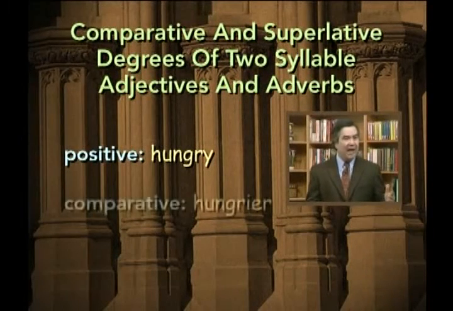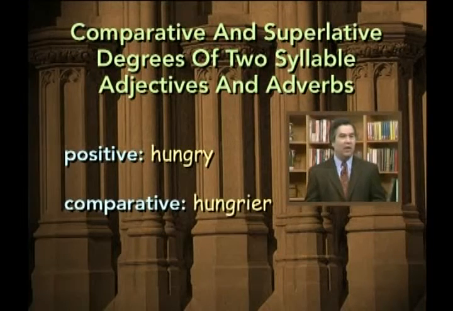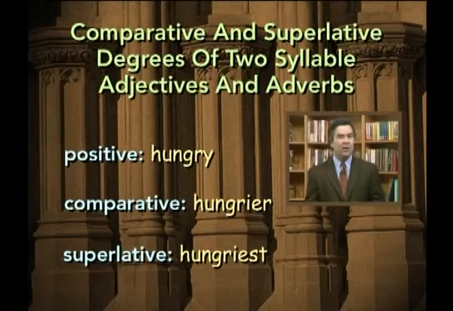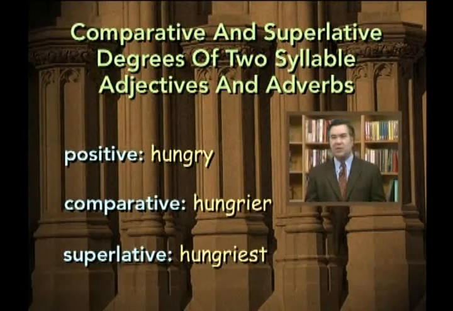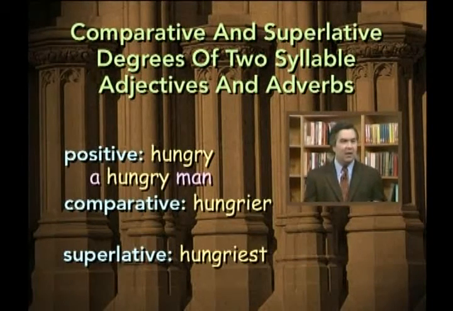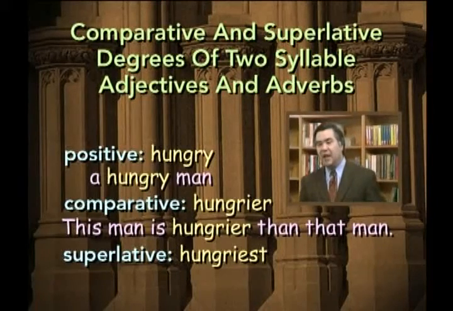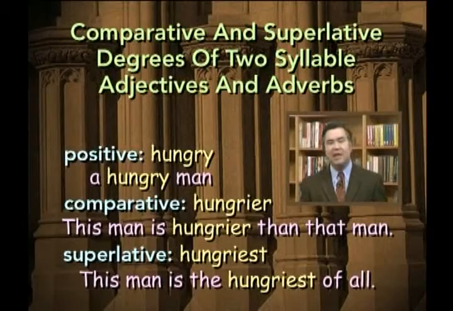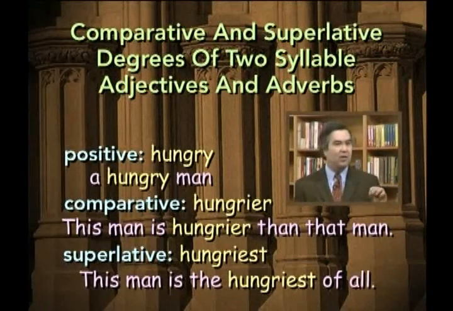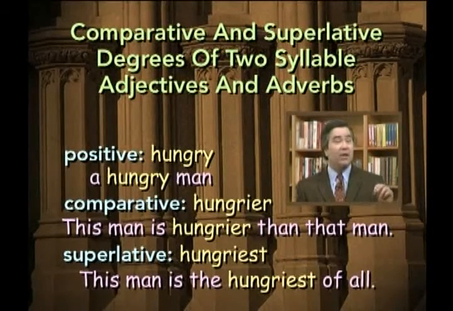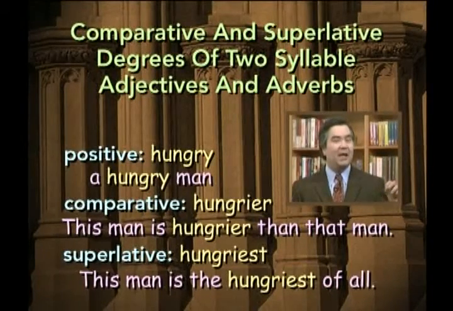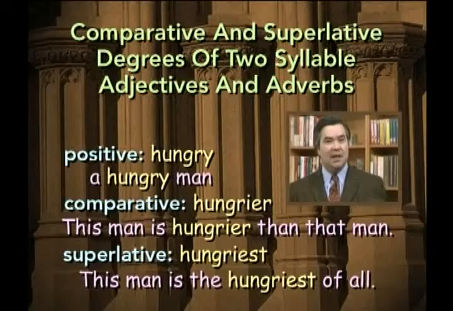Well, you could add er, I think, to hungry and est to hungry to form the comparative and superlative degrees, and the word would sound just fine. A hungry man, this man is hungrier than that man, this man is the hungriest of all. I think that sounds fine. So here we have a 2-syllable adjective where the comparative and superlative degrees can be formed by adding er and est to the same word.